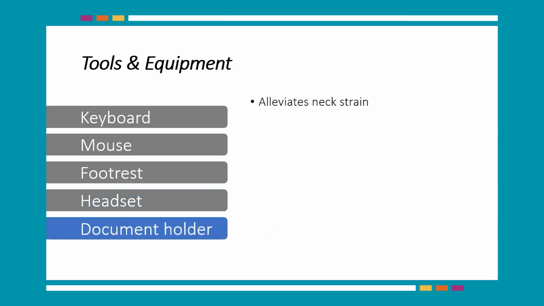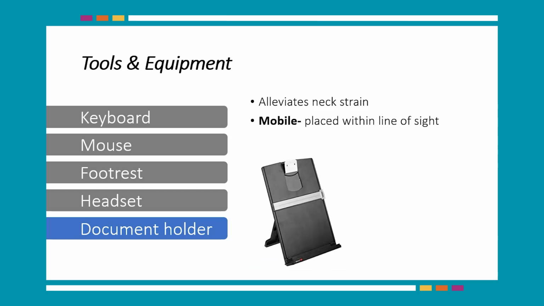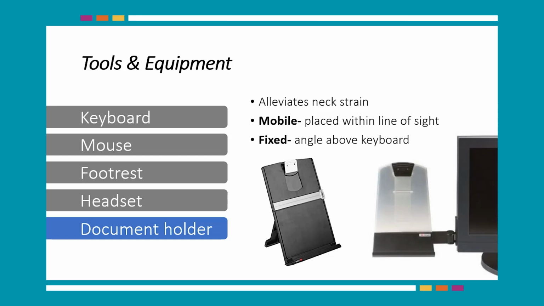Document holders are beneficial for those who refer to documents while typing to alleviate neck strain. There are many options for the type of work and documents being used. Some are mobile and can be placed to the side of the keyboard within your line of sight or wherever is most comfortable. Others are fixed and allow the document to be placed at an angle above the keyboard in line with the monitor.